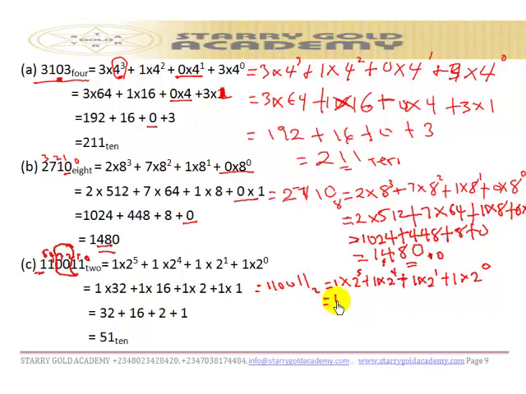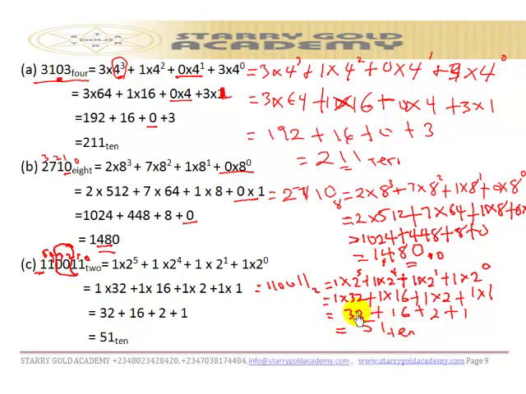2 raised to power 5 is 2 times 2 times 2 times 2 times 2, and that's 32. 2 raised to power 4 is 16. 2 raised to power 1 is 2. 2 raised to power 0 is 1. So in other words, you have 32 plus 16 plus 2 plus 1. So at the end of the day, you have 51 in base 10.